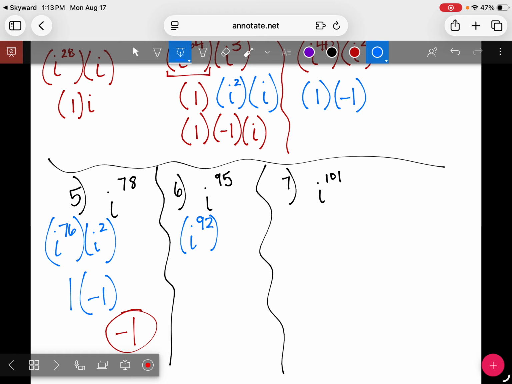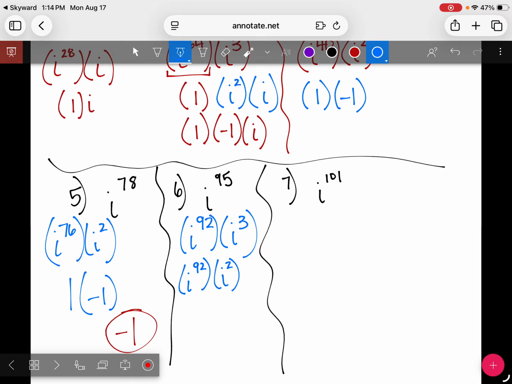How many left over? 3. So if you know this, then you just know the answer is negative i because you have 3. But if you don't remember, then you can break this down to a 2 and a 1, which is okay. I mean, you don't get extra credit for doing it in less steps.